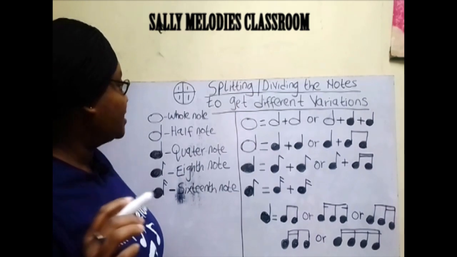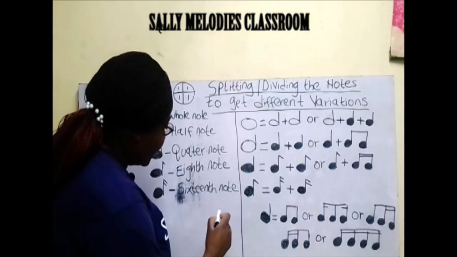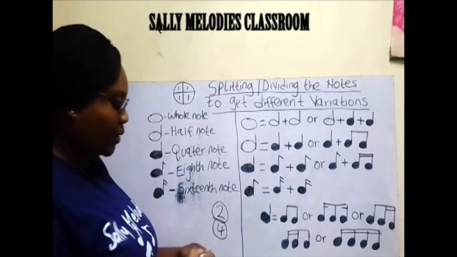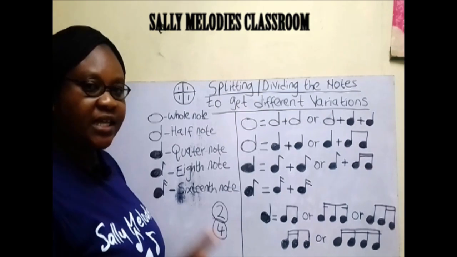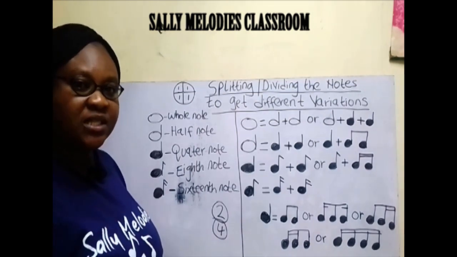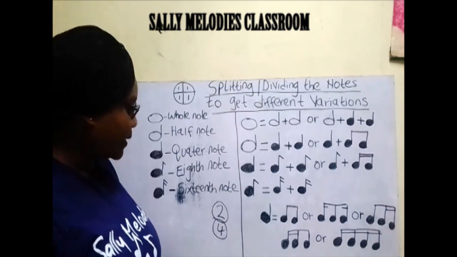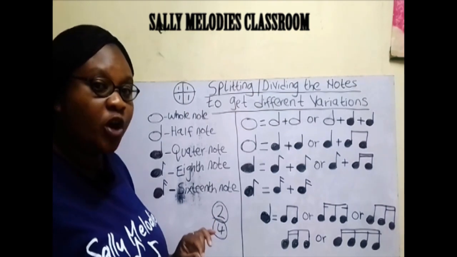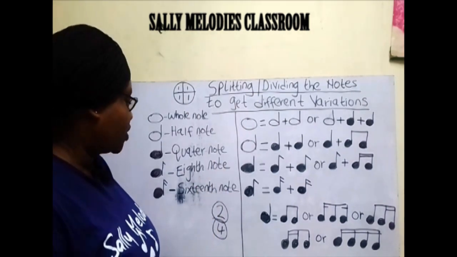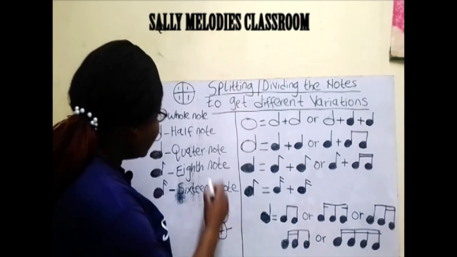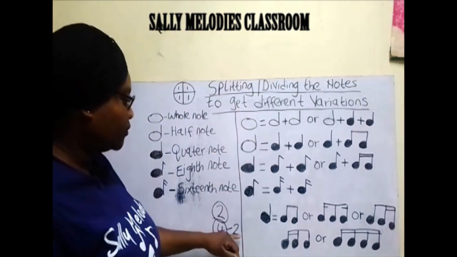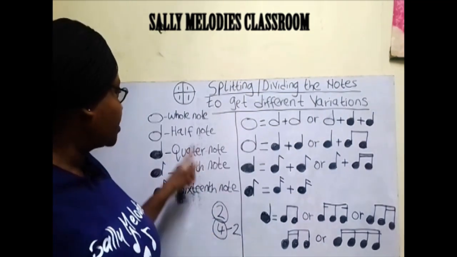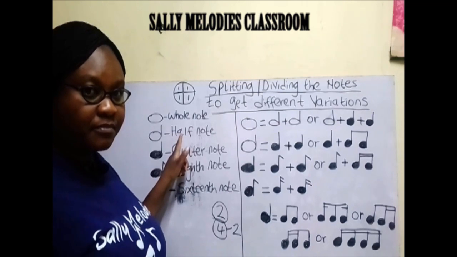Remember we said in the time signature, we have the upper number. For example, if it is 2/4, we have the upper number and we have the lower number. The upper number tells you the number of beats or the number of notes in that bar. But the lower number or the bottom number tells you the value of the notes that we are talking about. In this case, if you see a 2 at the bottom of that time signature, just know that the value of the notes is a minim.